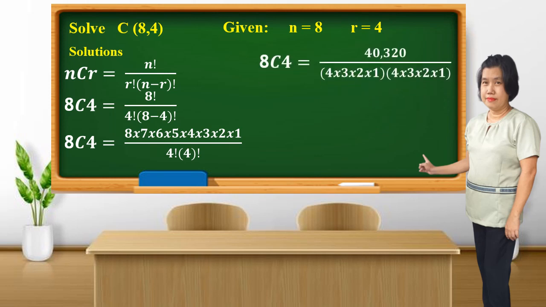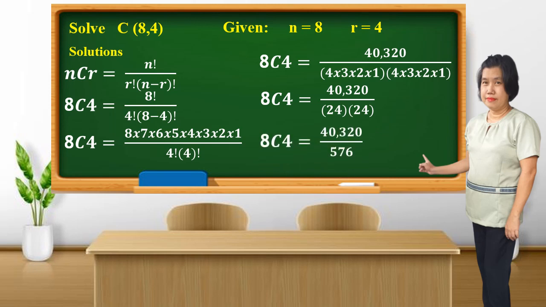40,320 divided by 4 factorial times the quantity 8 minus 4 factorial, which is 4 factorial. So we have 4 factorial times 4 factorial. And 4 factorial times 4 factorial is equal to 4 times 3 times 2 times 1 times 4 times 3 times 2 times 1, and that is equal to 24 times 24. And 24 times 24 is equal to 576. And 40,320 divided by 576 is equal to 70.